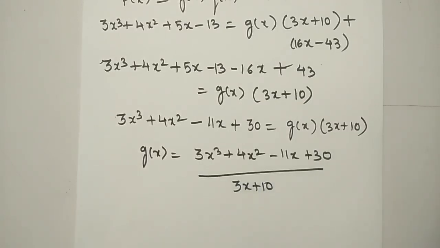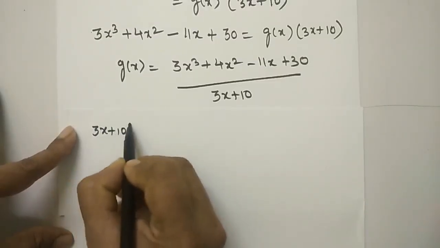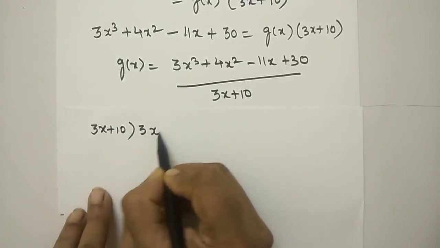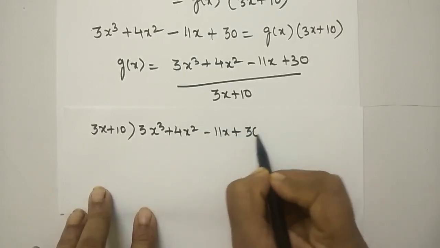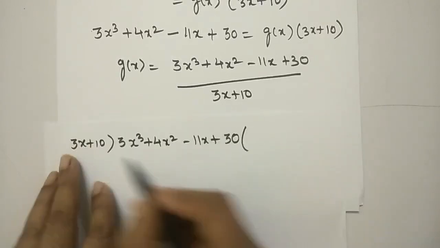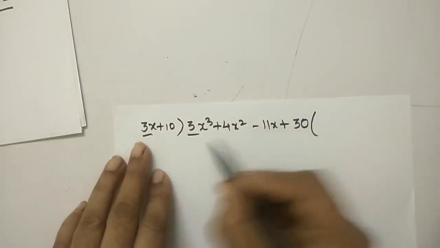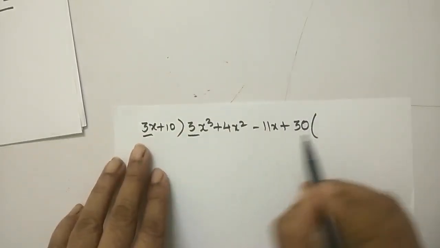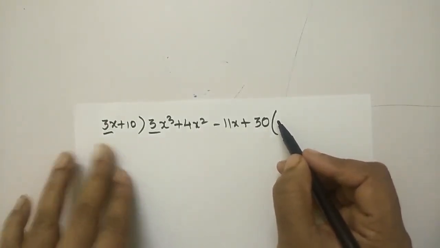Is it not? So we have to divide this polynomial with 3x plus 10. Then we will get G of x. 3x plus 10 as divisor and dividend we got as 3x cube plus 4x square minus 11x plus 30. Is it not? So here 3 is there, here 3 is there, here 3 is there. So 3 into 1 is 3. So no need to write any quotient because 3 into 1 is 3.